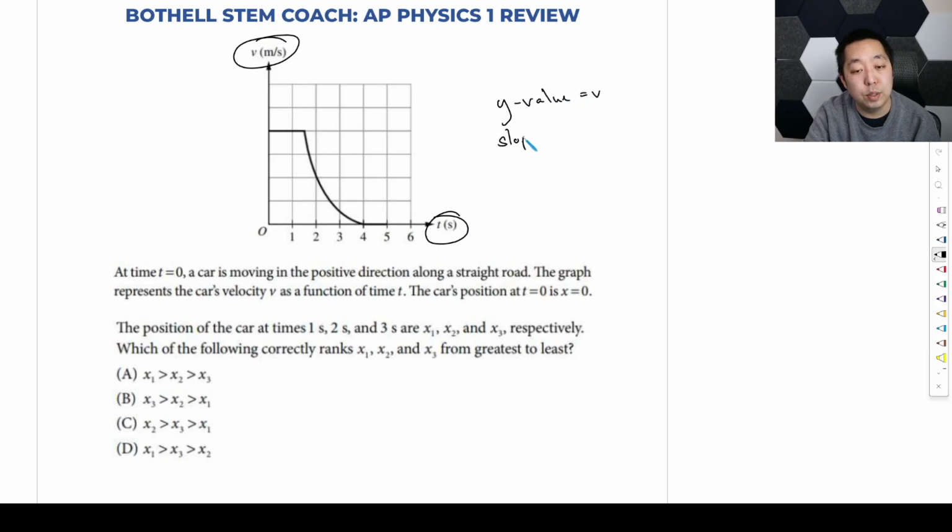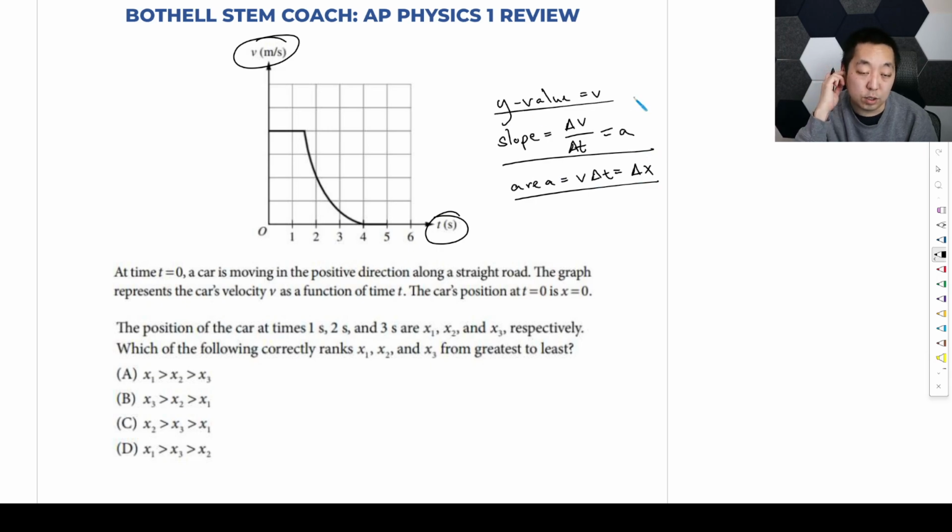The slope is the change in the velocity over the time, the change in the y variable over the change in the x variable, that is the acceleration, and the area is the y variable times the change in the x variable, that is the displacement. Okay, so those are the things we know. So always start with that when you have a graph.